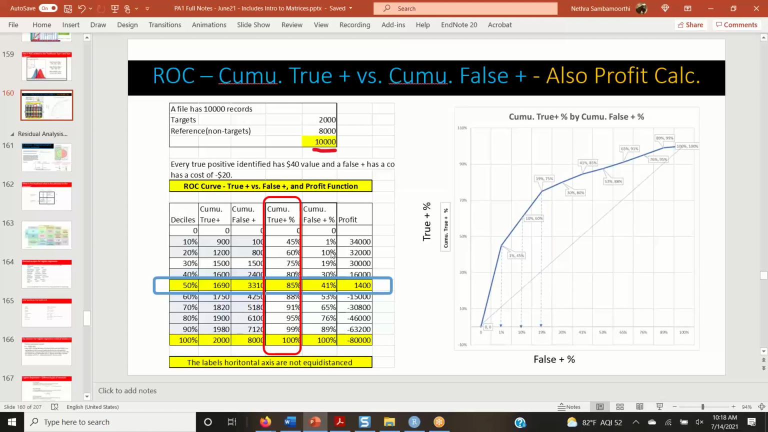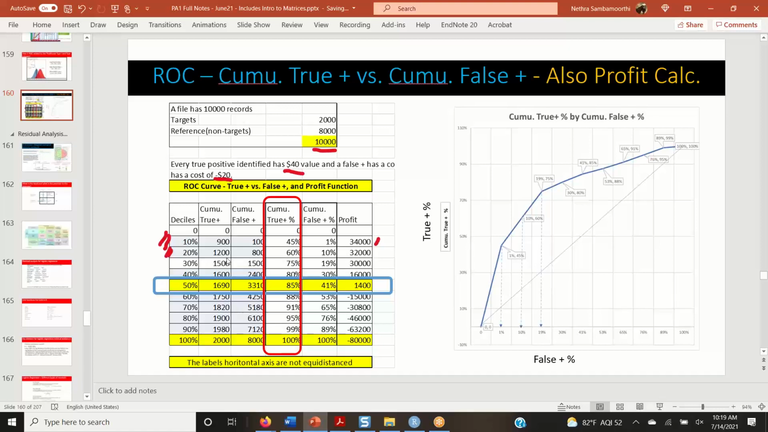So you can recall how much you achieved, and then the cumulative false percentage: out of 8,000, 100 is about 1%. But the profit is 34,000, because every correctly identified case creates a value of $40, and every incorrectly identified case creates a loss of minus $20. So if you calculate that, 900 of them are correctly identified. 900 times 40 is 36,000, minus 20 times 100, which is 2,000. So that's why you get $34,000 profit. If you go to the next 10%, then cumulatively you have 1,200 true positives and 800 false positives. Likewise, you calculate the profit here.